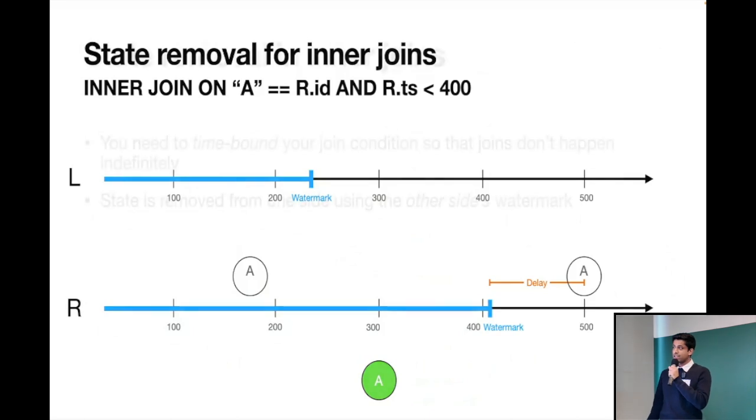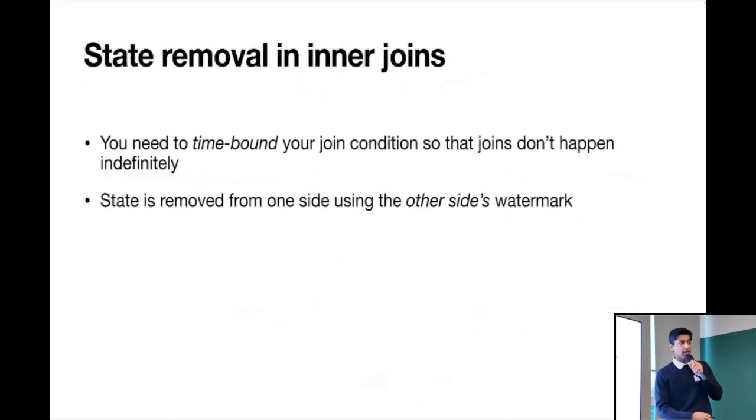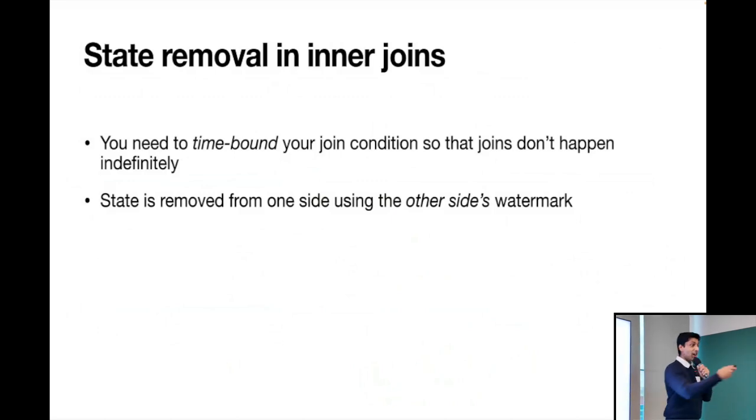So we saw that we have to time-bound our inner join condition, so joins don't happen indefinitely. And we remove state from one side using the other side's watermark. Surreal, I know.